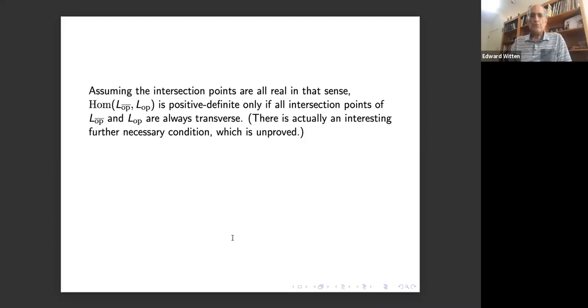points of the two branes are always transverse. That's explained in an appendix of my paper with Goethe, which, as I said, will appear tomorrow. I was expecting the result because the Hom space is an intersection in the B model, and I didn't think intersections in the B model could lead to a positive definite inner product unless they're transverse.